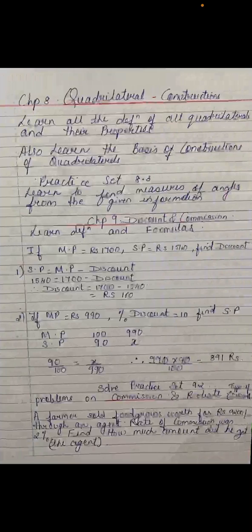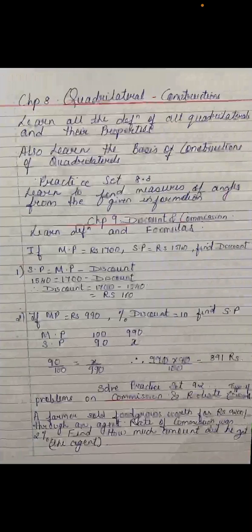Second problem, if MP is equal to 990, discount percentage is 10, find SP. When MP is 100, SP is 90. When MP is 990, let SP be X. So, 90 upon 100 is equal to X upon 990. Therefore, 990 into 90 upon 100 is equal to 891 rupees.